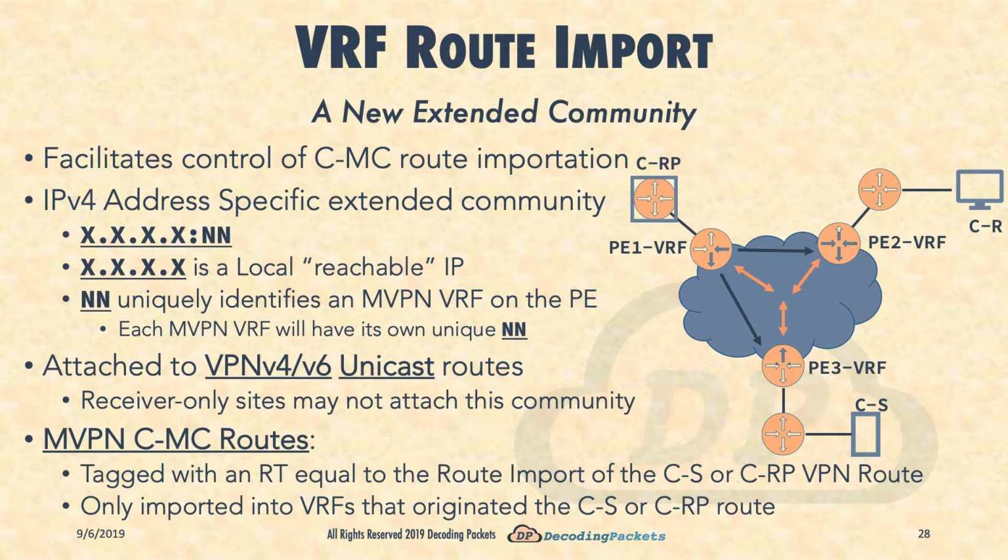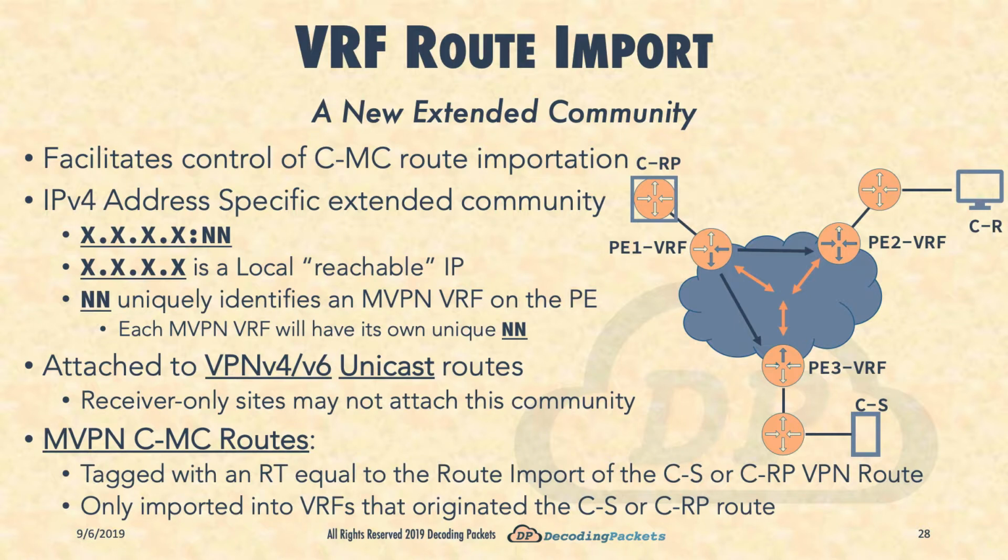So once again, I'll repeat that. It can look up the route import for any of the sources and use that route import from the unicast route as the route target for the MVPN C-Multicast routes.